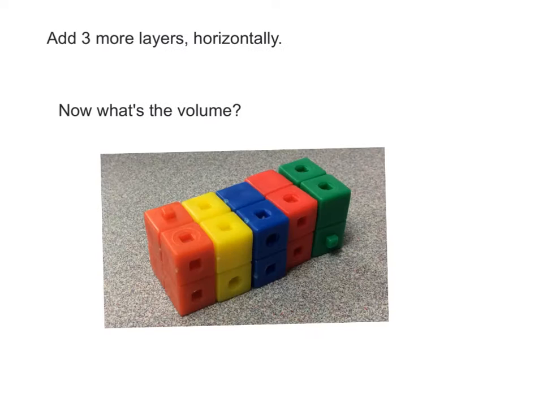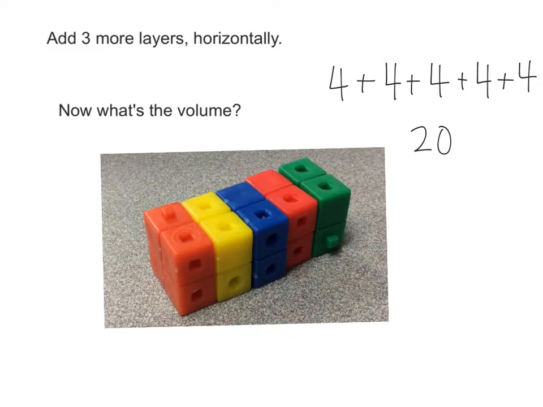Yes? Let's add one layer. Actually, 3 more layers horizontally. Do you guys see how I'm adding layers horizontally to the side? So in the orange layer I have how many blocks? In the yellow layer I have how many blocks? 4. In the blue layer I have how many blocks? In the red layer I have how many blocks? 4. And in the green layer I have how many blocks? 4. So altogether how many blocks are there? 20 blocks. So what's the volume? 20 cubic centimeters.